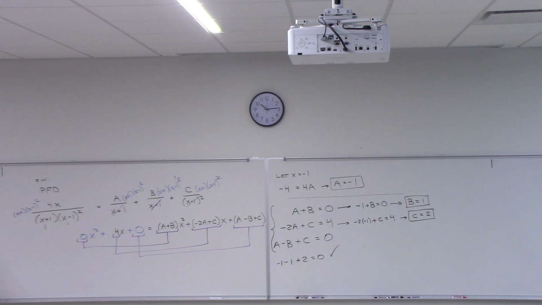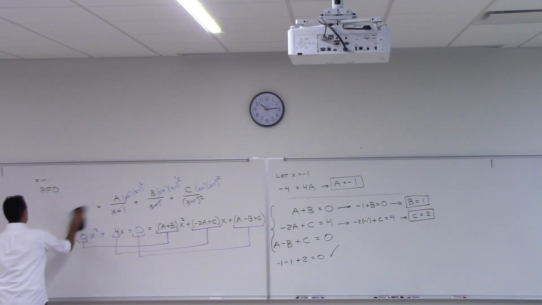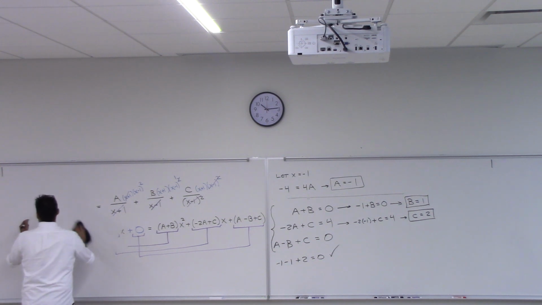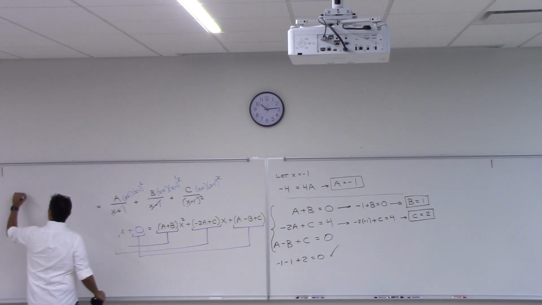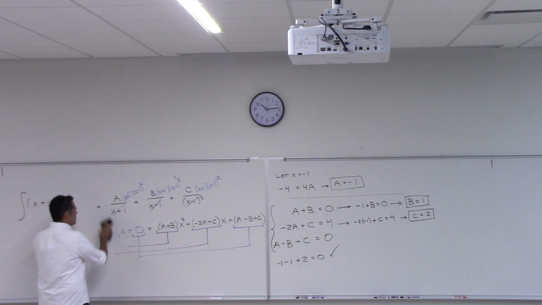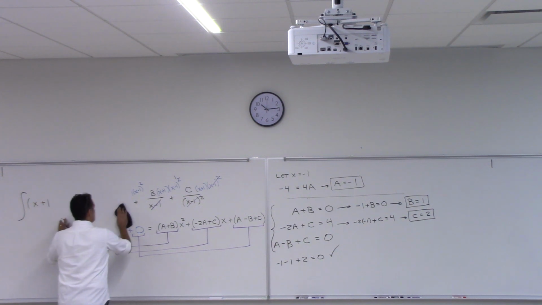Okay, yes? We have A, B, and C. That was the goal. So now we come back over here and we write things down. I erased the integral, but let me see if I can remember. I think it was the integral of x plus 1. Was it x plus 1? It was x plus 1.